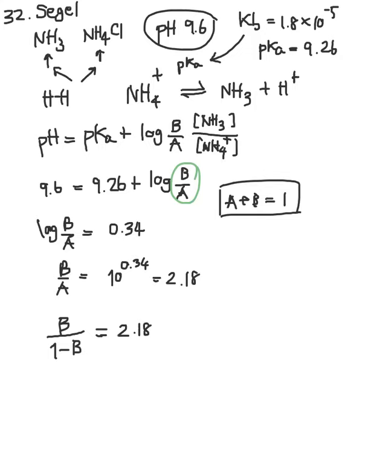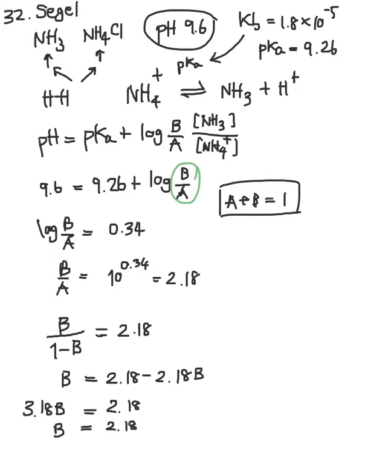Then you just move things to solve for B. So B will be equal to 2.18 minus 2.18B. And then you just move the 2.18B to the other side of the equation. You will get 3.18B equal to 2.18. So B will be equal to 2.18 divided by 3.18.